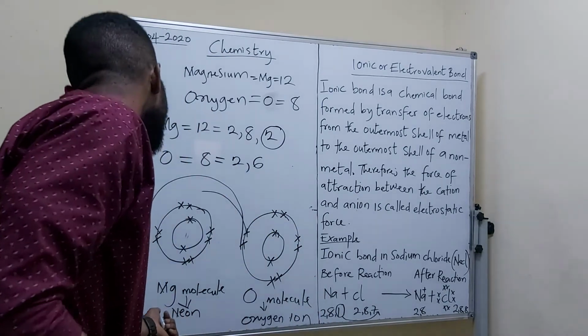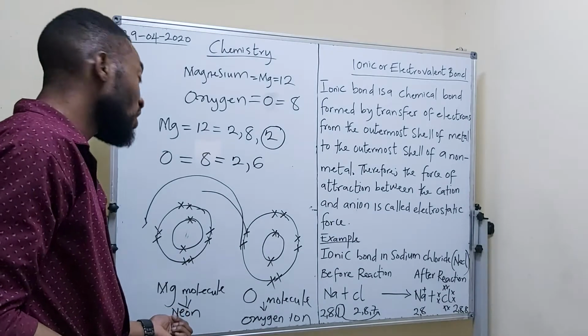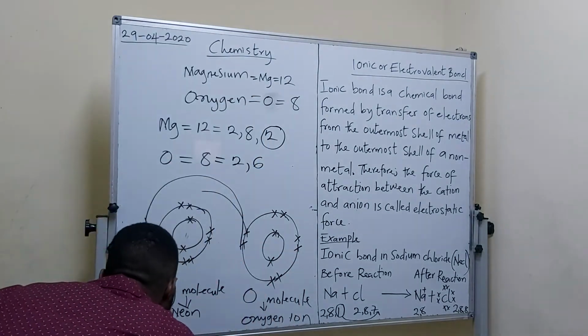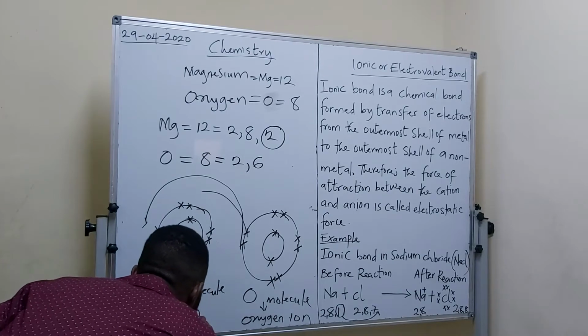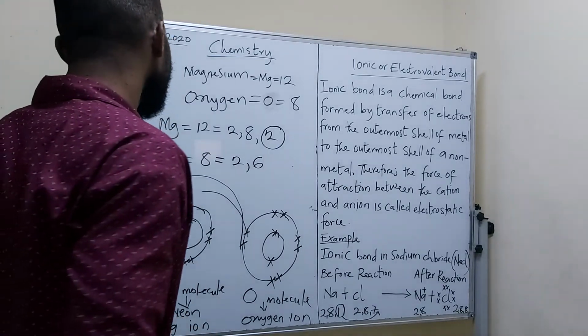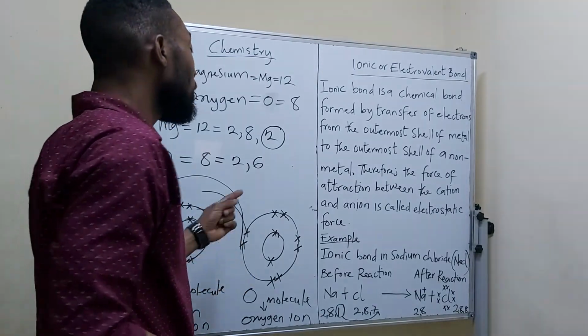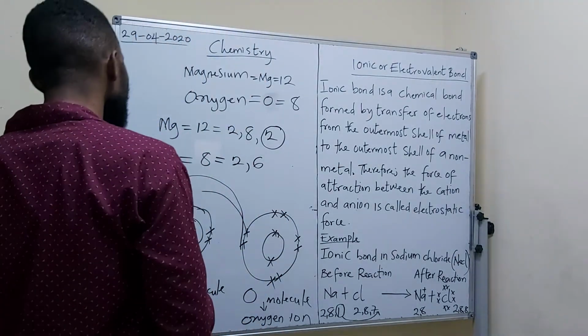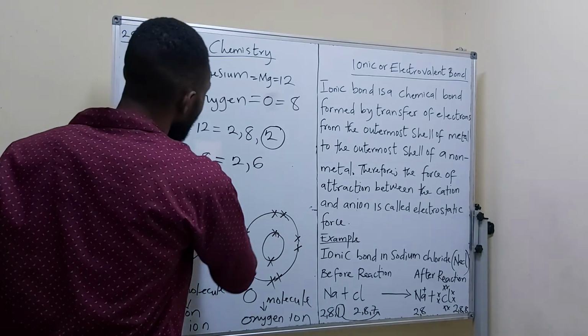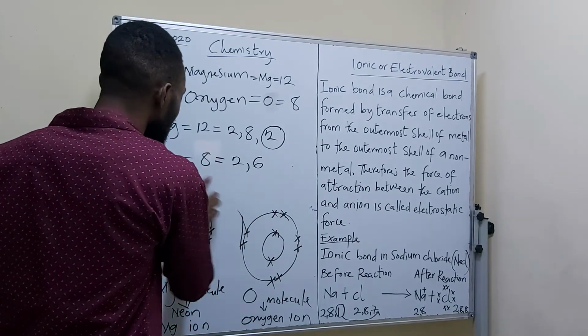And we don't call this magnesium molecule any longer. We call it magnesium ion because it lost 2 electrons to oxygen, and oxygen gained 2 electrons from magnesium. So they both become ions, not molecules any longer.